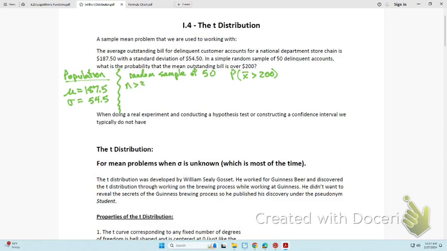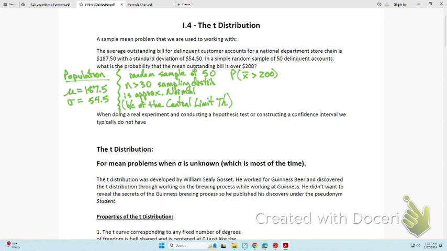N is greater than 30. That tells us the sampling distribution is approximately normal. That's all because of the central limit theorem. So we talked about that very briefly, and that's all because I wanted to talk about it more today and in the next video. So we know it's normal because it's a large sample.